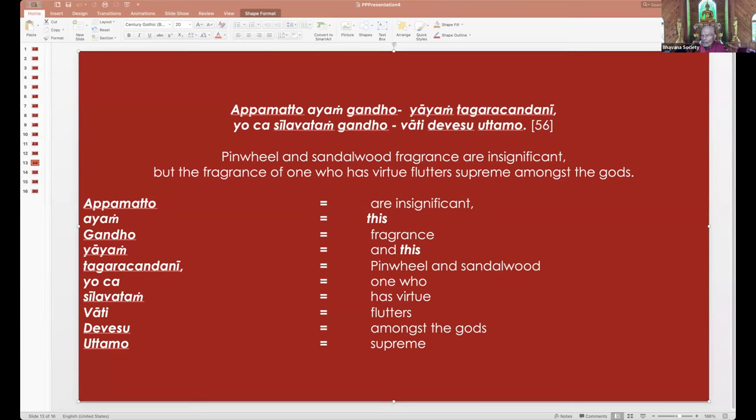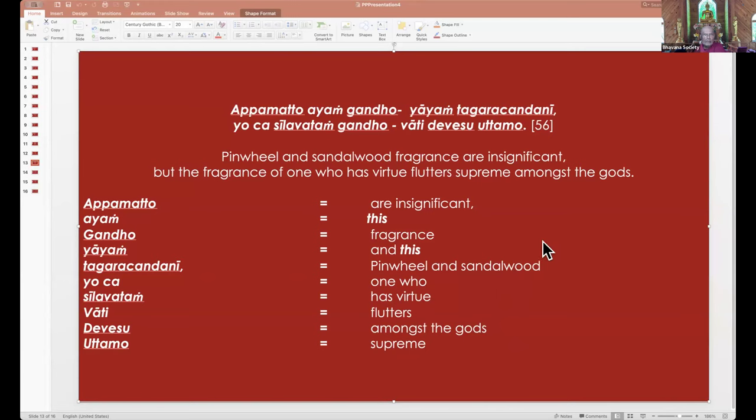Appamatto ayam gandho yayam tagara chandani yochasila vatang gandho vati devesu uttamu.